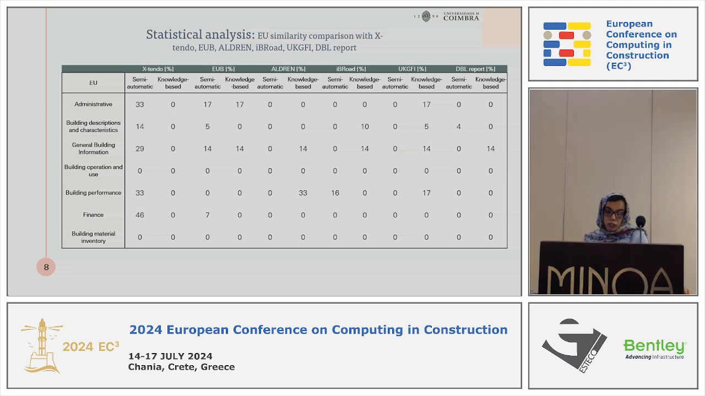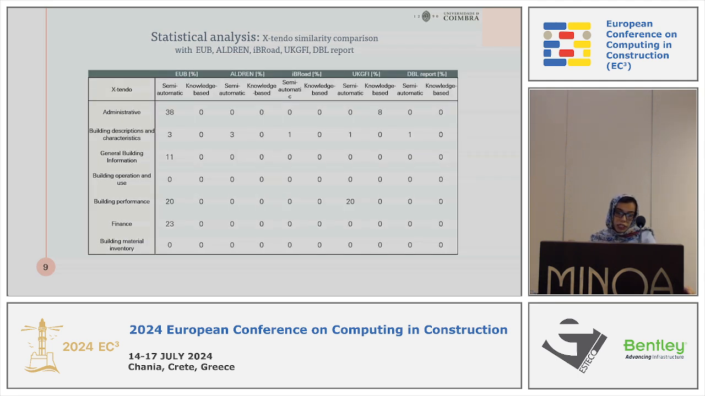For example, you can see administrative information in the EU model has 33% similarity to Extendo, and also 46% similarity for the finance category. But overall, the similarity percentage between the elements and the group of elements is low.